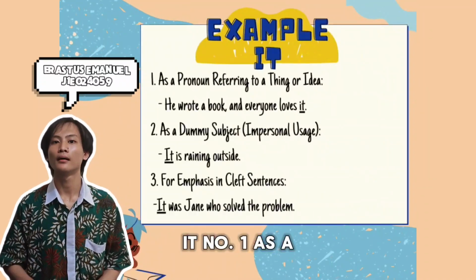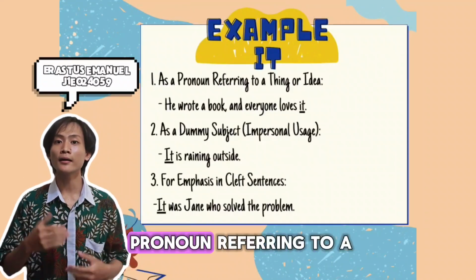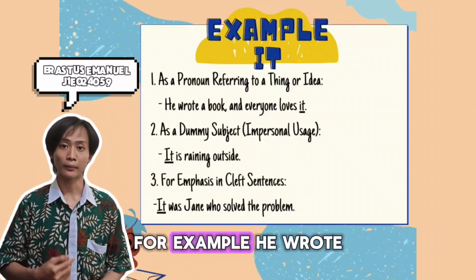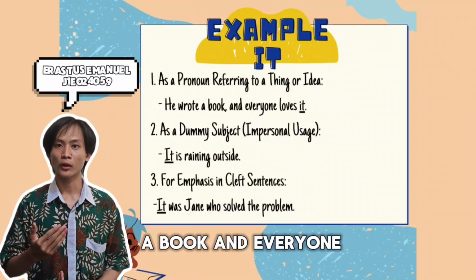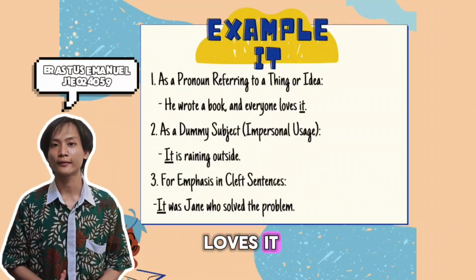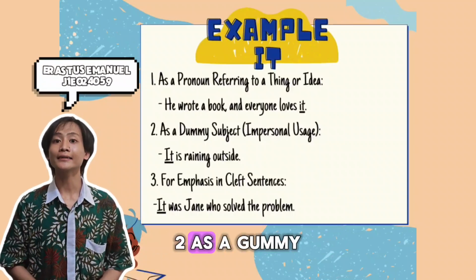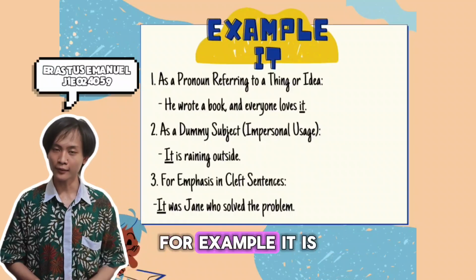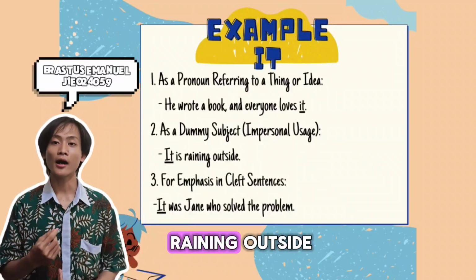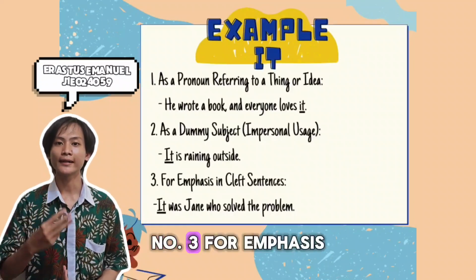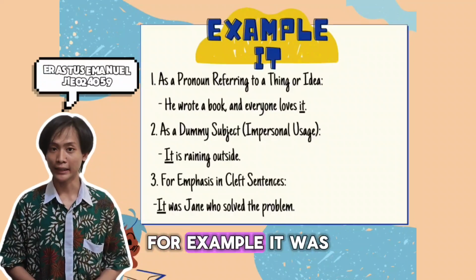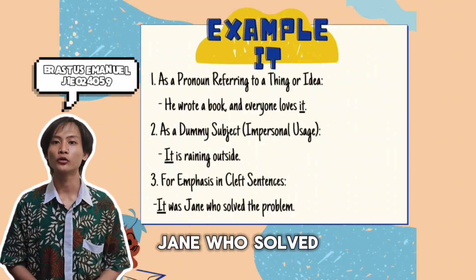Example it. Number 1. As a pronoun referring to a thing or idea. For example, he wrote a book and everyone loves it. Number 2. As a dummy subject or impersonal usage. For example, it is raining outside. Number 3. For emphasis in cleft sentence. For example, it was Jane who solved the problem.